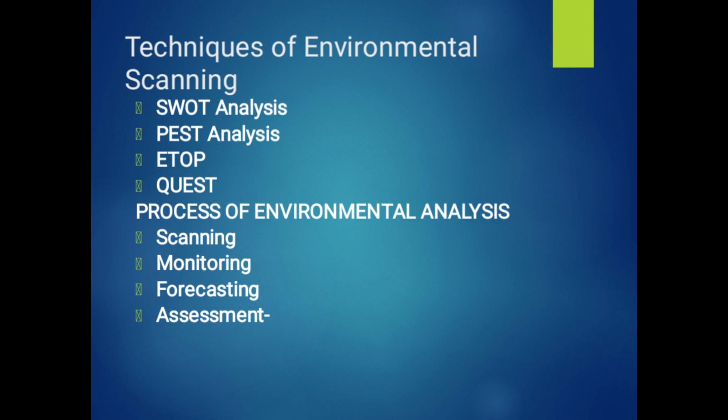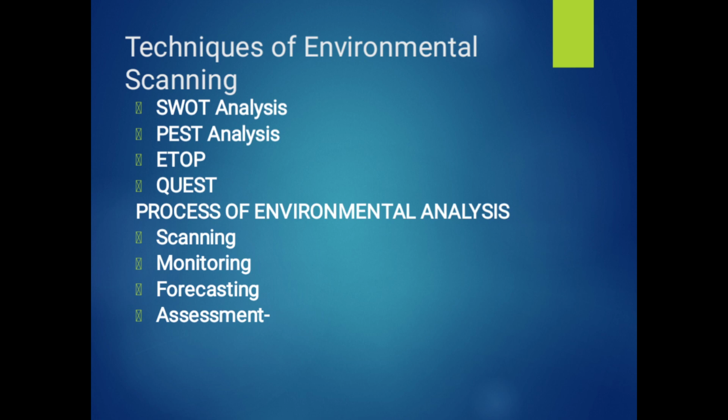Then what is meant by the process of environmental analysis? The process of environmental analysis has four types: scanning, monitoring, forecasting, and assessment. Scanning: what do you mean by scanning? The process of analyzing the environment to spot the factors that may impact the business is known as environmental scanning. It alerts the enterprise to take suitable strategic decisions before it reaches a critical situation.